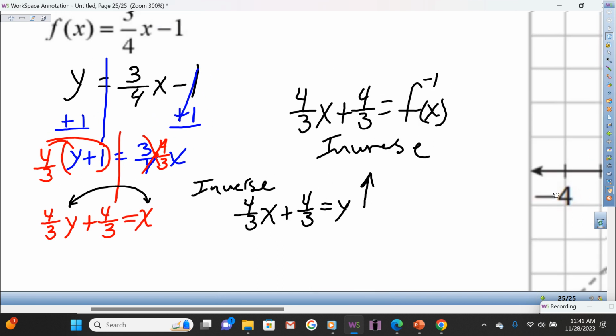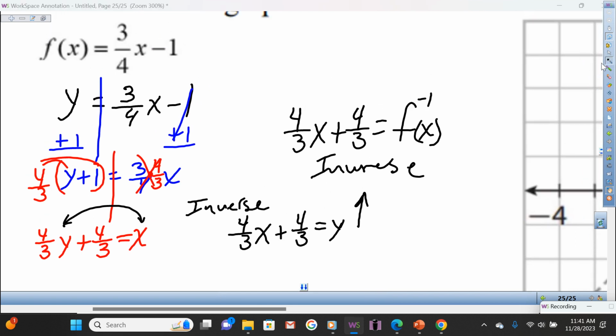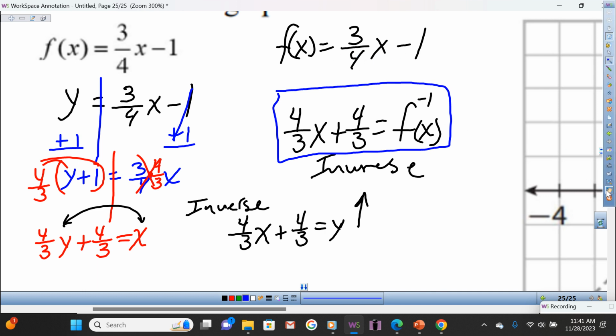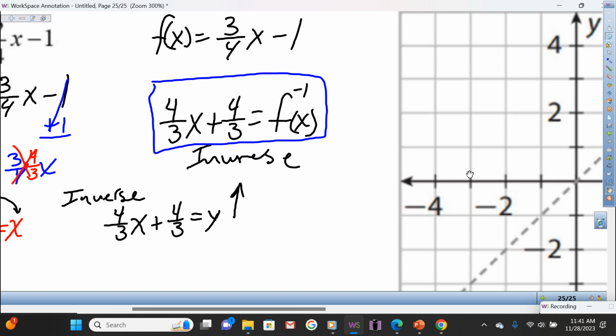Okay. And what did we start with? We started with this one. F of x equals 3/4 x minus 1. Now I'm putting them one on top of the other so you guys can see that this is the original one, this is the new one. So watch. I'm going to use blue for the new one, and I'm going to use black for the original one, because they want us to graph that.